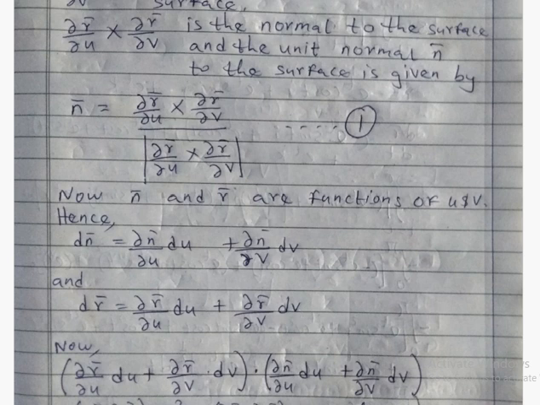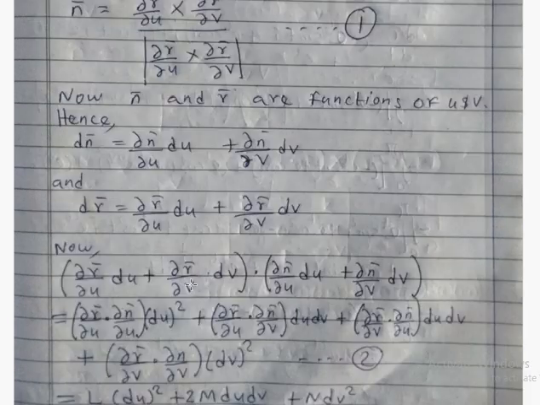Now let's take dr times dn. So this will be the same as, from these two, partial r partial u du plus partial r partial v dv dot partial n partial u du plus partial n partial v dv.